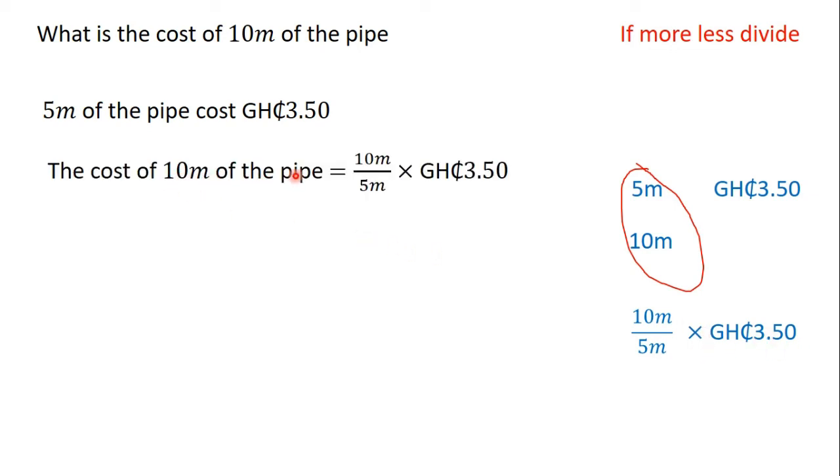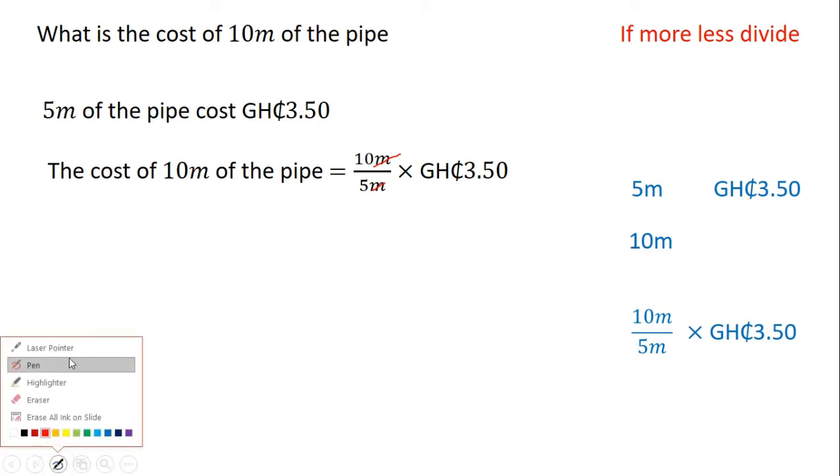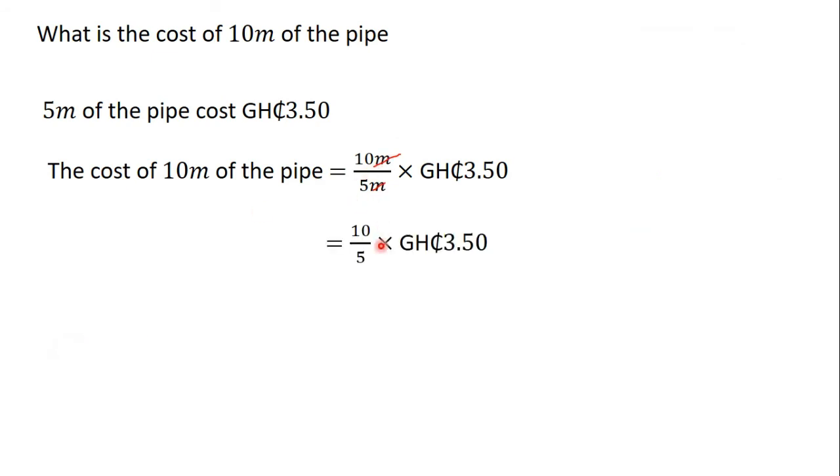So the cost of 10 meters of the pipe will be equal to 10 meters divided by 5 meters times 3 Ghana cedis, 50 pesos. So meters and meters will cancel out, and we will have 10 divided by 5 times 3 Ghana cedis, 50 pesos. 10 divided by 5 will give us 2. 2 times 3 Ghana cedis, 50 pesos will give us 7 Ghana cedis. So 10 meters of the pipe will cost 7 Ghana cedis.